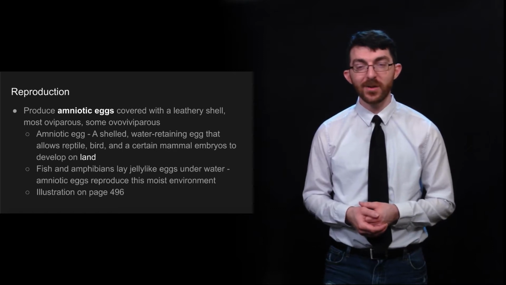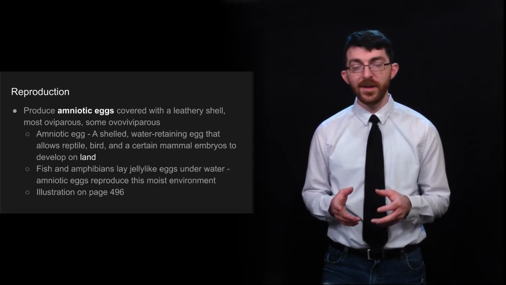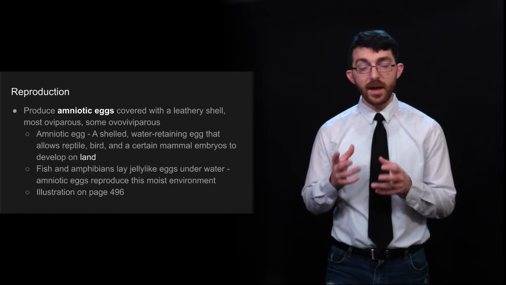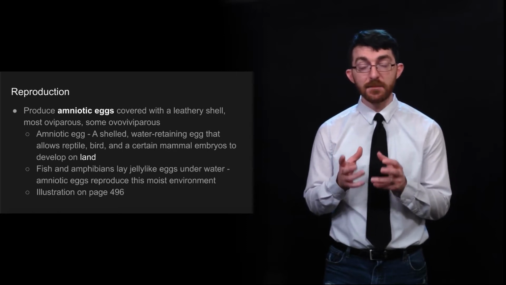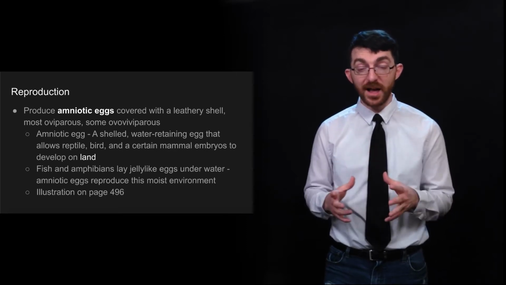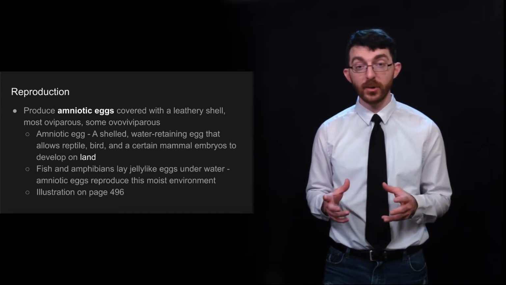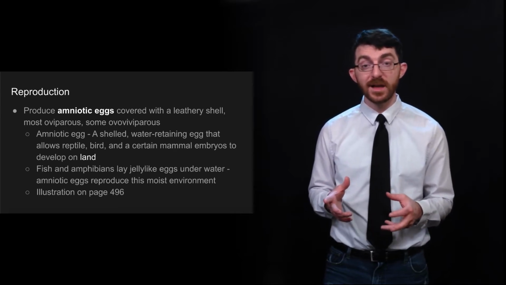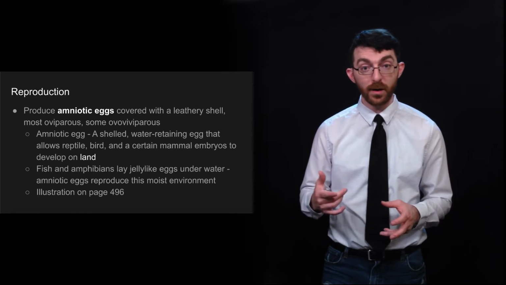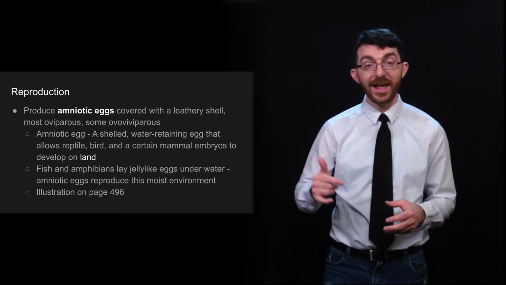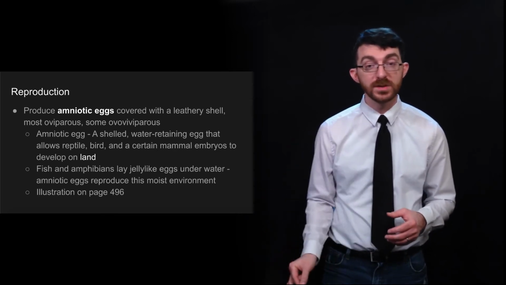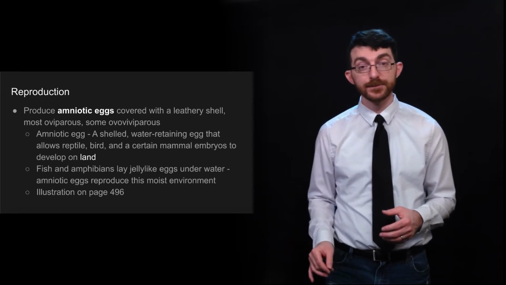Okay? So in order to keep the egg and the embryo inside moist, they need to cover it in a shell that will retain that moisture. You see, fish and amphibians lay jelly-like eggs underwater, and amniotic eggs are able to reproduce this moist environment.